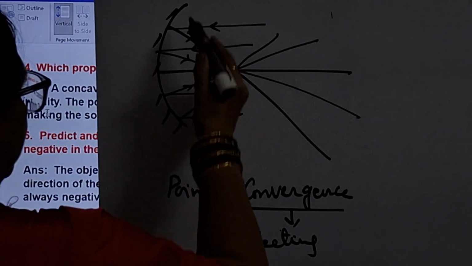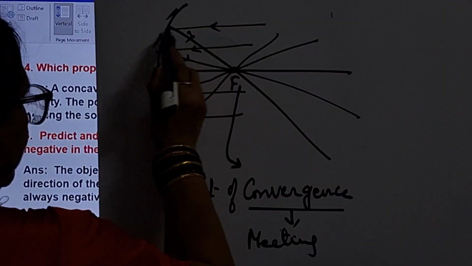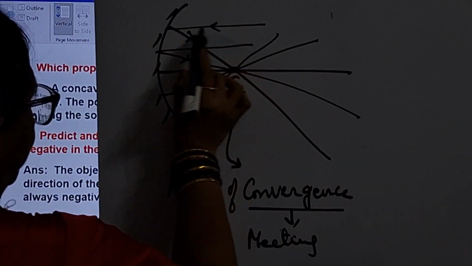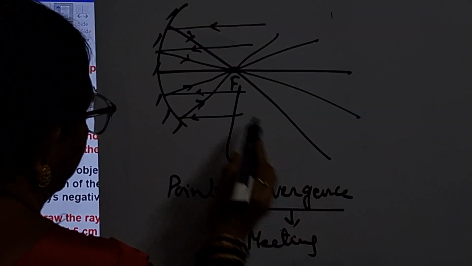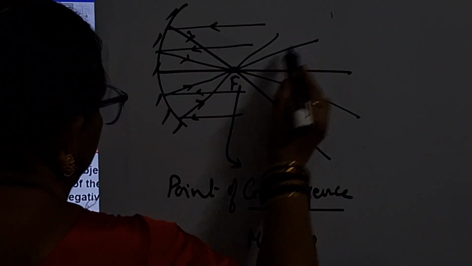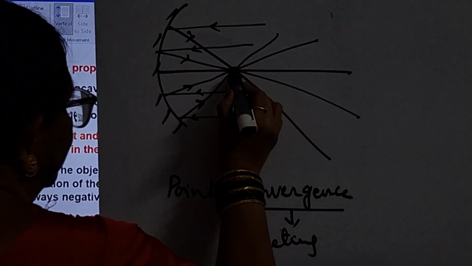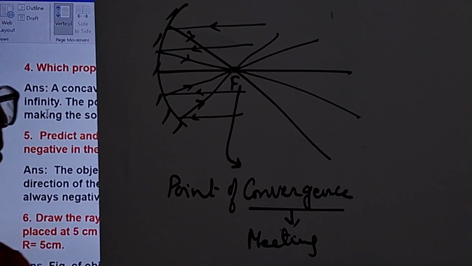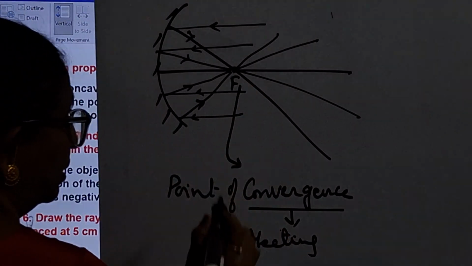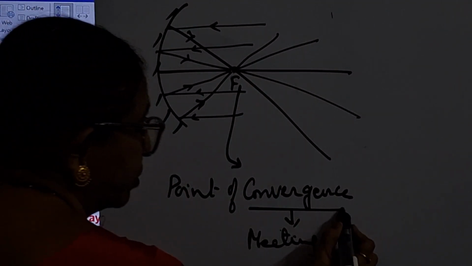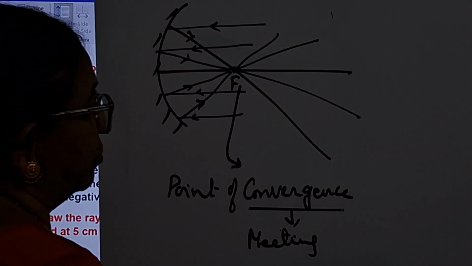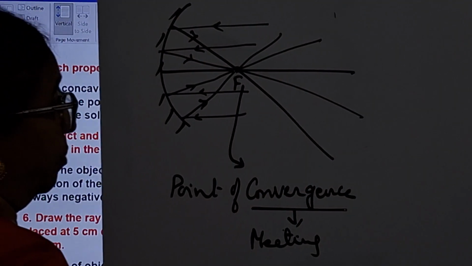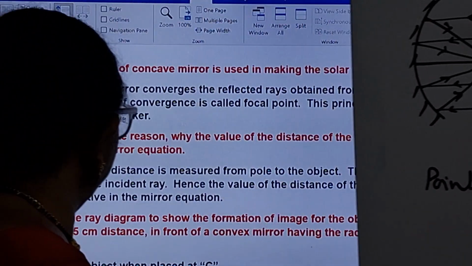This is a concave mirror. These are the incident rays. Every incident ray is passing through a single point. See, these are incident rays. They are also passing through it. This point, they are passing through a single point, that is called the point of convergence. Convergence means the point where they meet. That is the principal focus we usually say.